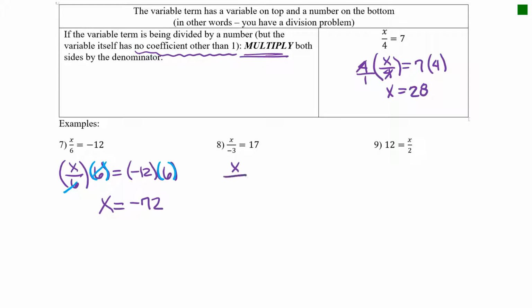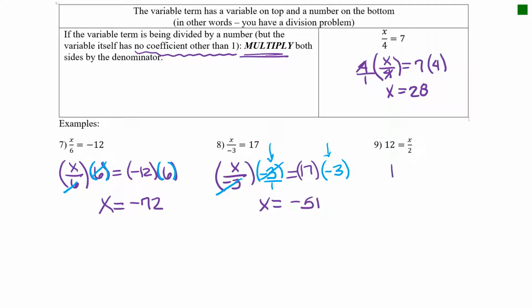On this one, I've got x over negative 3. It is division, so I'm going to multiply. What am I going to multiply by? Negative 3, because remember, that's negative 3 over 1, and they cancel. What does that equal? Well, that equals 17, but what am I going to do? I'm going to multiply that by negative 3. Keep the same thing. Keep it balanced. Here, the negative 3's cancel, so I have x equals 17 times negative 3, which is negative 51.